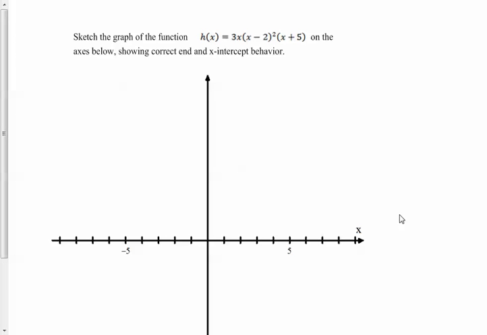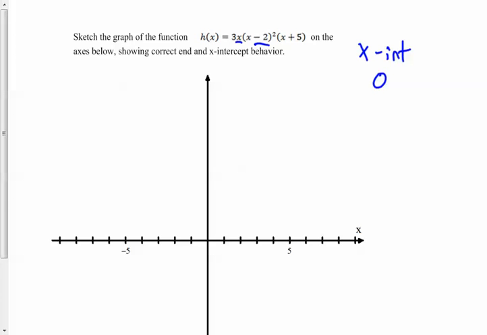In this podcast, we'll graph a polynomial function showing the correct end behavior and x-intercept behavior. To help me see this graph, I want to first list out all of the x-intercepts. Since x is a factor, that tells me 0 is an x-intercept. It crosses the graph at (0, 0).